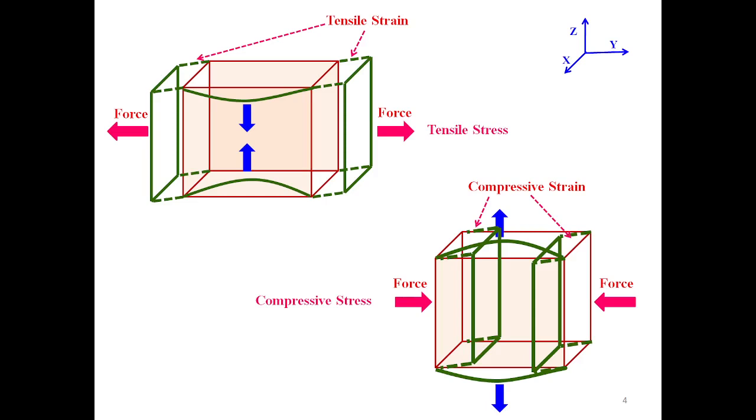When the tensile stress is applied, the object becomes longer in the direction of force and thinner in the perpendicular direction of the force applied. In the lower picture, the compressive stress is applied. The object becomes shorter in the force applied direction and thicker in the perpendicular direction. Here, tensile stress is taken as positive and compressive stress is negative.